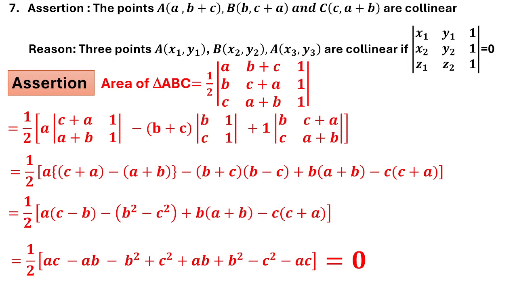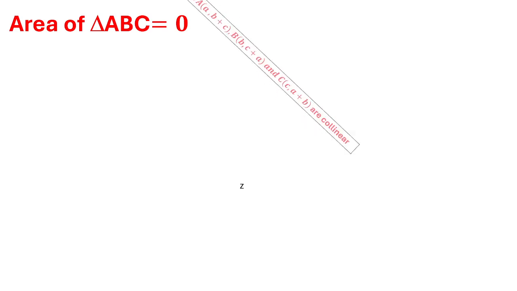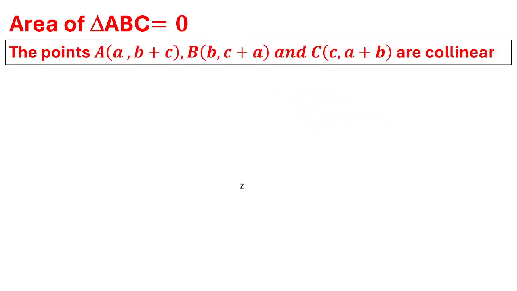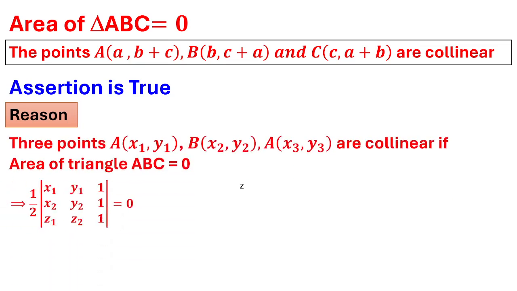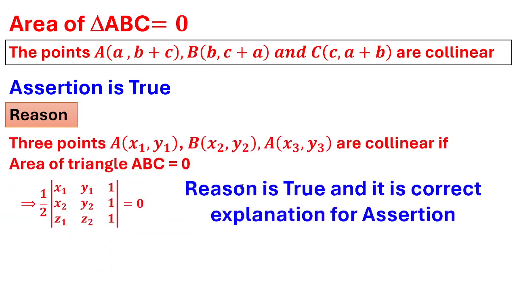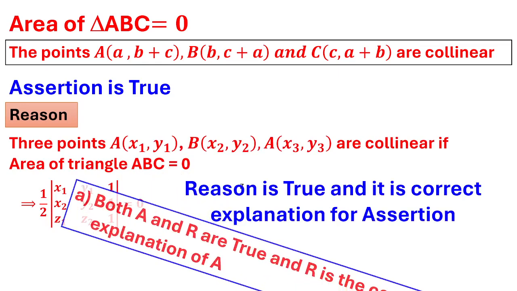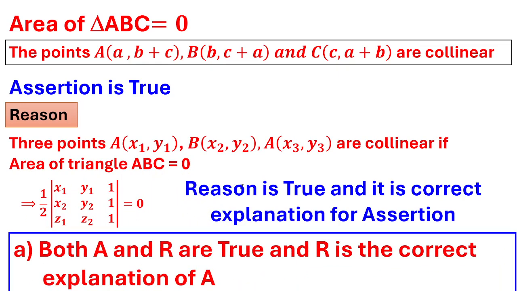Normally, if you use properties of determinants, it will be very quick. But anyway, we are simply expanding it. Therefore, area is 0. Therefore, area of a triangle is 0. Therefore, it is collinear. Therefore, assertion is true. Reason automatically is true because it is a formula given for collinearity, area of a triangle is 0. Therefore, reason is the correct explanation. Therefore, I am selecting option A.